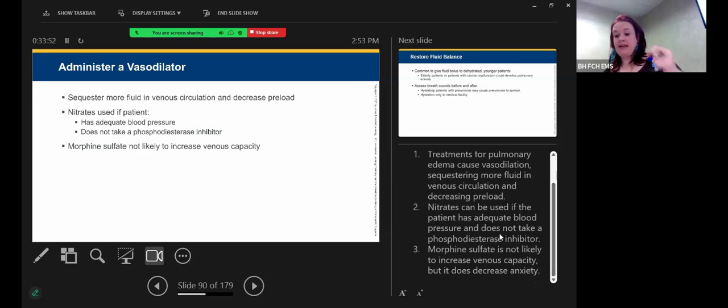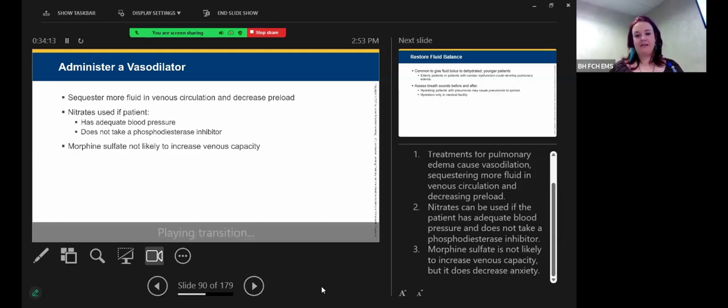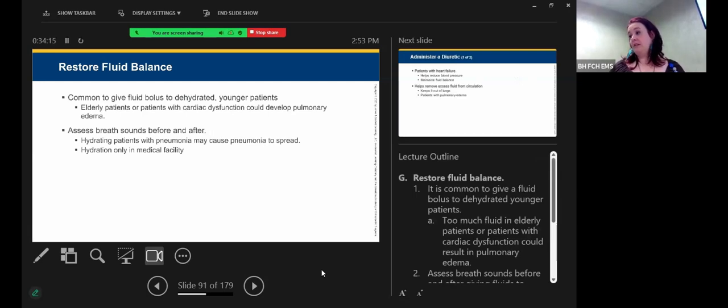Nitrates can be used if the patient has adequate blood pressure and does not take a PDE inhibitor. I would say that's Viagra. Yeah, or Cialis. Morphine sulfate is not likely to increase venous capacity, but does decrease anxiety. I'm not going to give morphine. It seems kind of crazy to me, but.